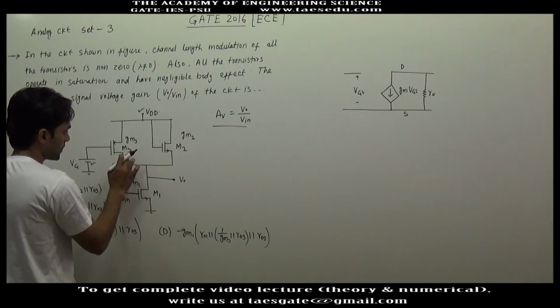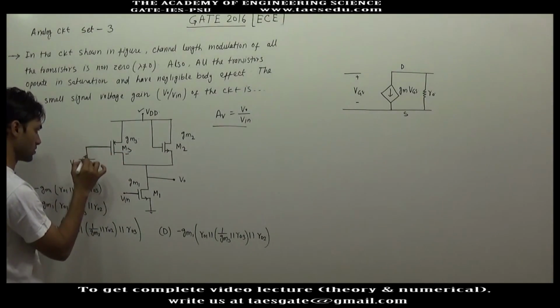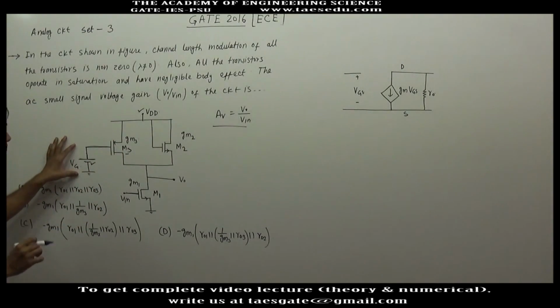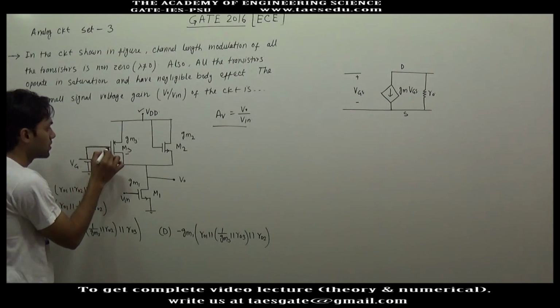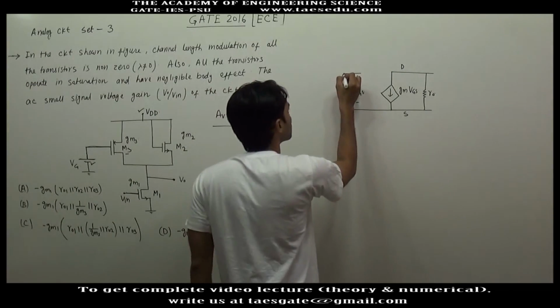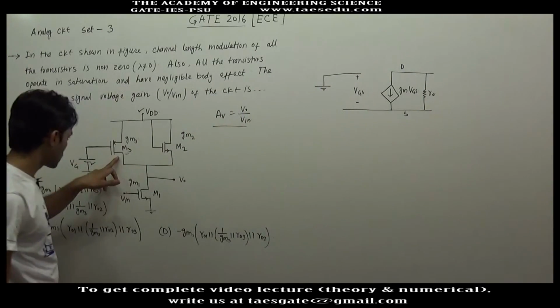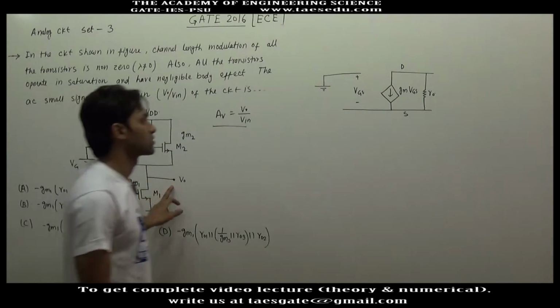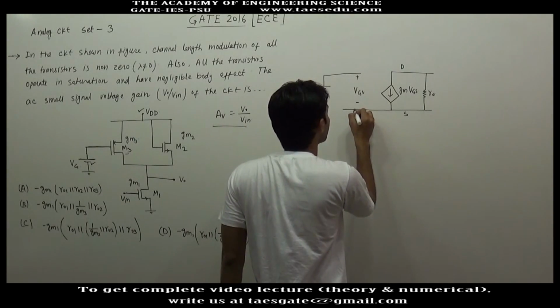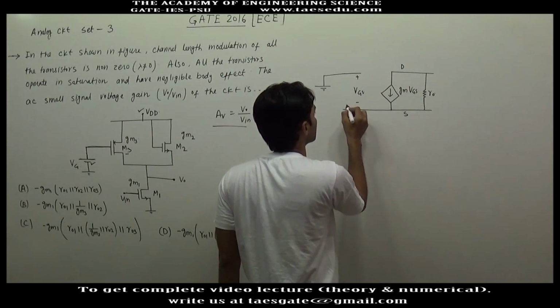So for transistor M3, the G is connected to the DC source, and in the AC circuit, DC is short circuited. So the gate of transistor 3 will be connected to ground. This will be grounded, and the source of transistor 3 is connected to V0. So the potential of this point will be, this is at V0 and this is at ground. So VGS will be 0 minus V0 here. This is at V0.